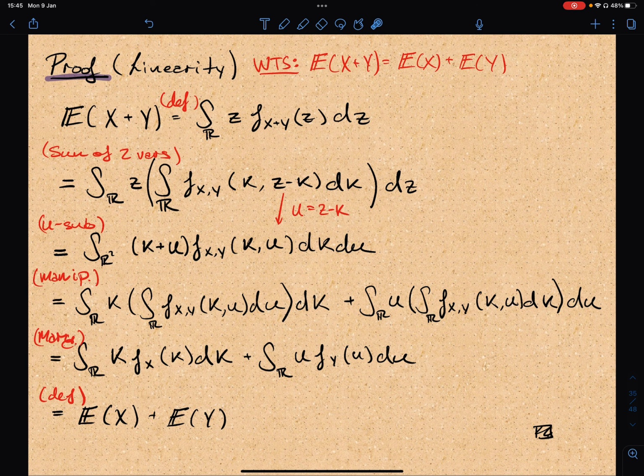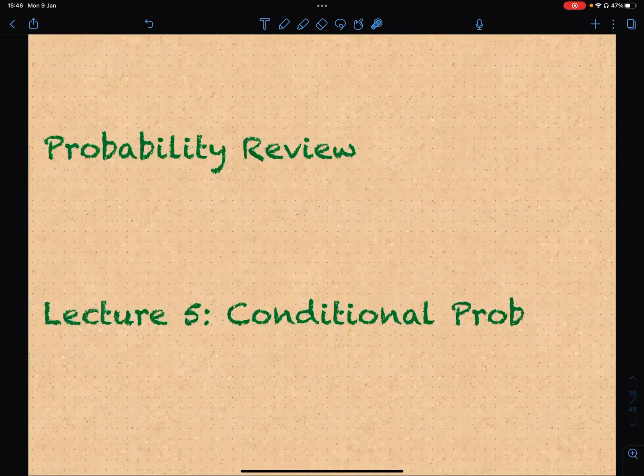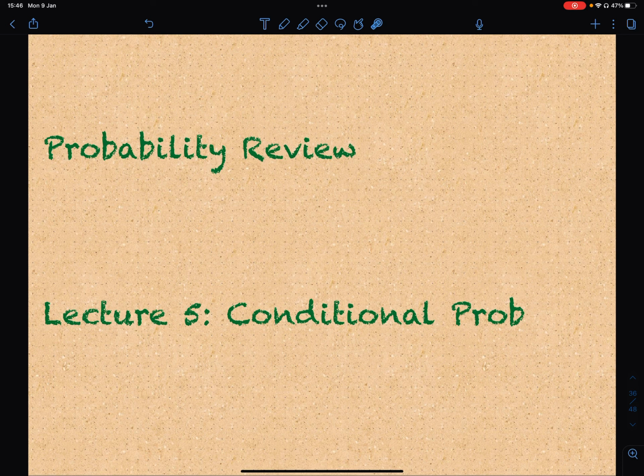And we'll see that additionally you can use it to compute conditional probabilities, and we'll discuss that in the next lecture, lecture 5.